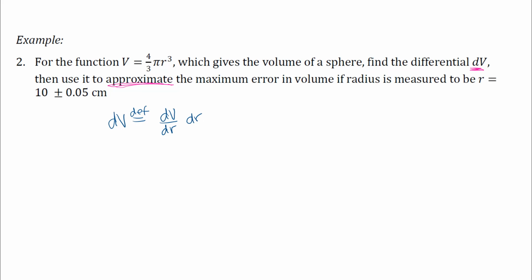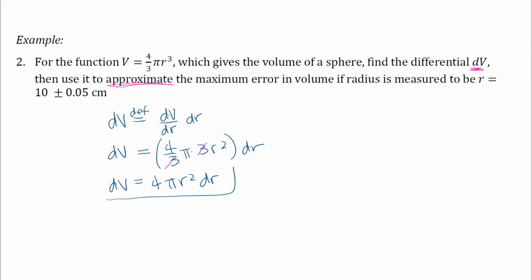All right, so let's calculate the derivative of v with respect to r. So I'm treating v as the output variable and r as the input variable. So I'm just going to differentiate that. And I can cancel these 3's here. So I have dv is 4 pi r squared dr. All right, so that's the first thing that it asked me to find, is to find the differential dv. And then the second thing that it asks me to do is use that to approximate the maximum error in volume if we've got this measurement on radius.